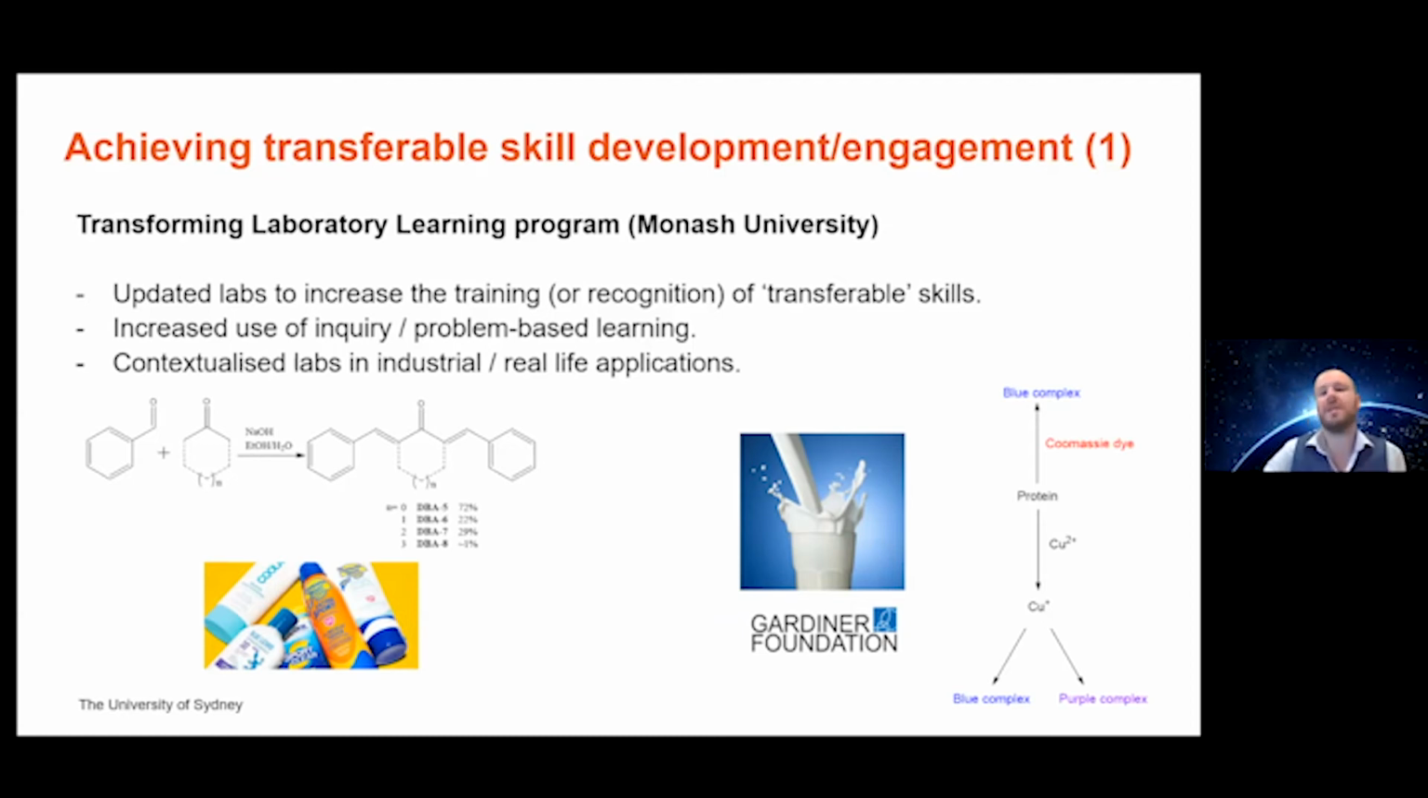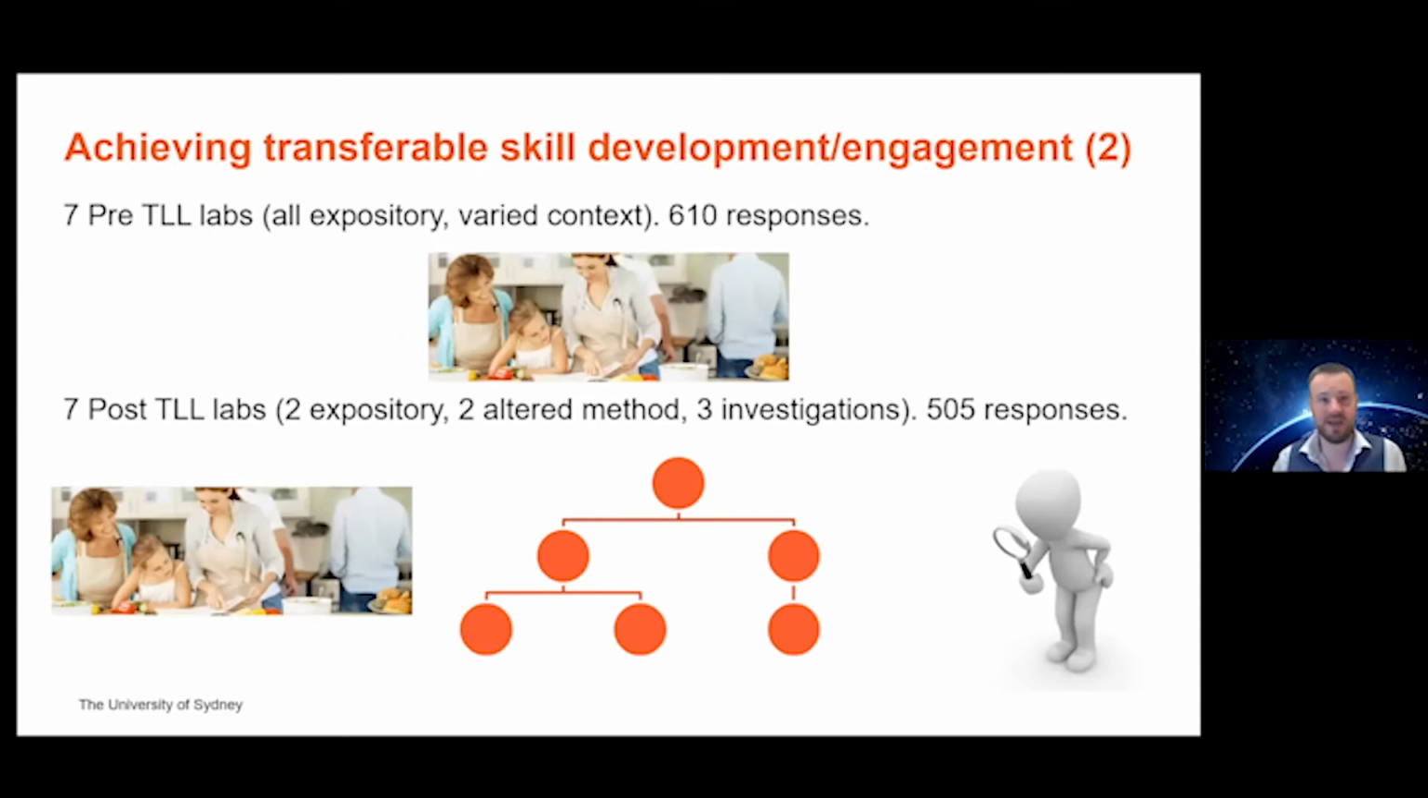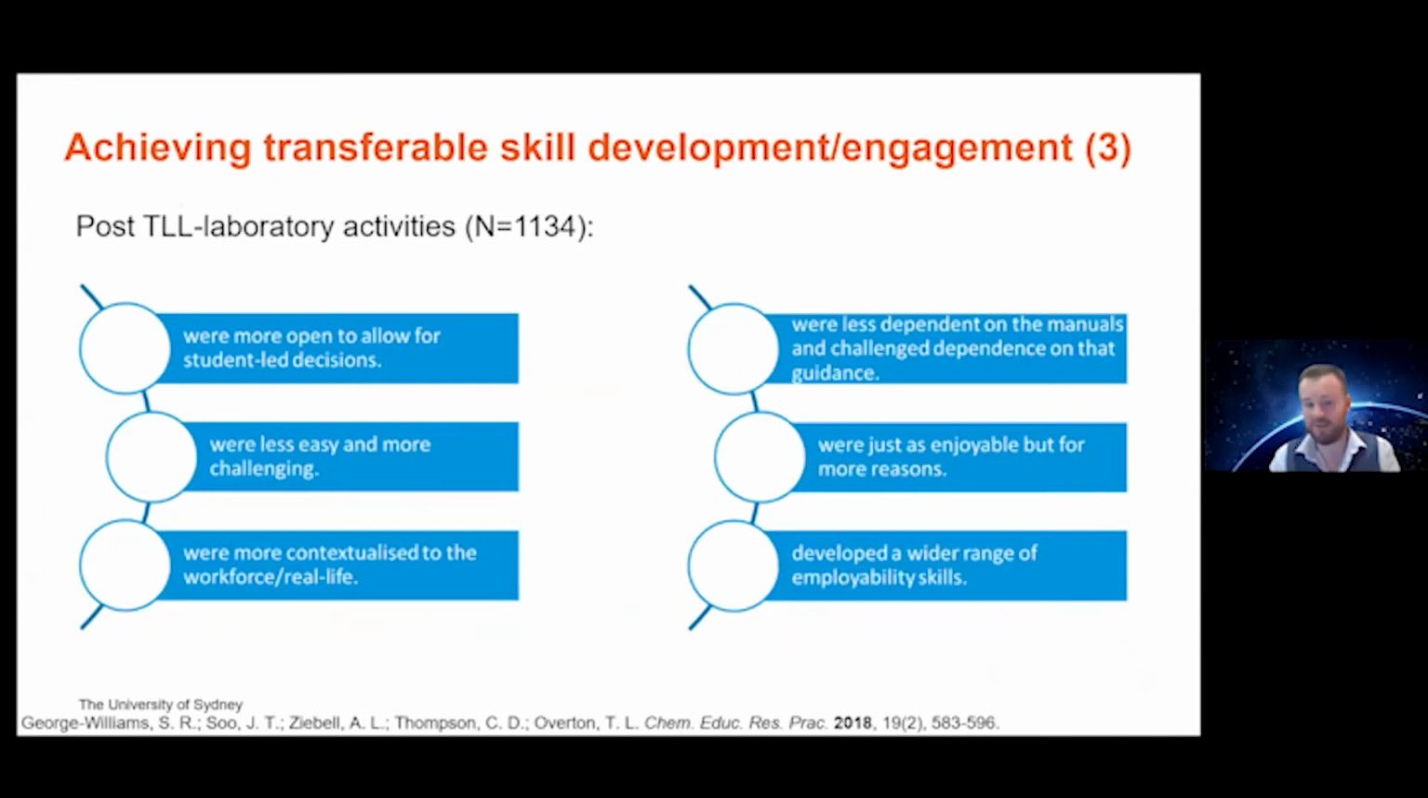So it's interesting to know, well, what kind of impact do these labs have if we're trying to develop transferable skills? In that particular case, I used a large-scale questionnaire methodology that had both closed and open questions within it. And we looked at 7 labs that were unaffected by the program, done before we made the changes. And then I looked at 7 that were the first 7 to be generated. Very, very briefly, because I don't have time to go through the nitty-gritty of the data, overall, the students found that the post labs, the ones generated through this program, as compared to those that were unaffected, were more open. They could make more decisions. That's great.